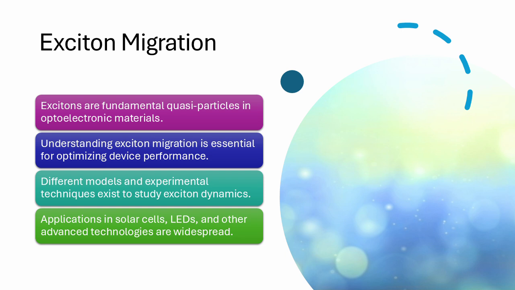In OPVs, the efficiency of converting sunlight into electricity depends heavily on how well excitons can move within the material and reach the interface where they can generate electric current. Scientists are using their knowledge of exciton migration to design OPV materials and structures that maximize this efficiency. So it's about creating pathways for the excitons to travel efficiently and reach their destination.